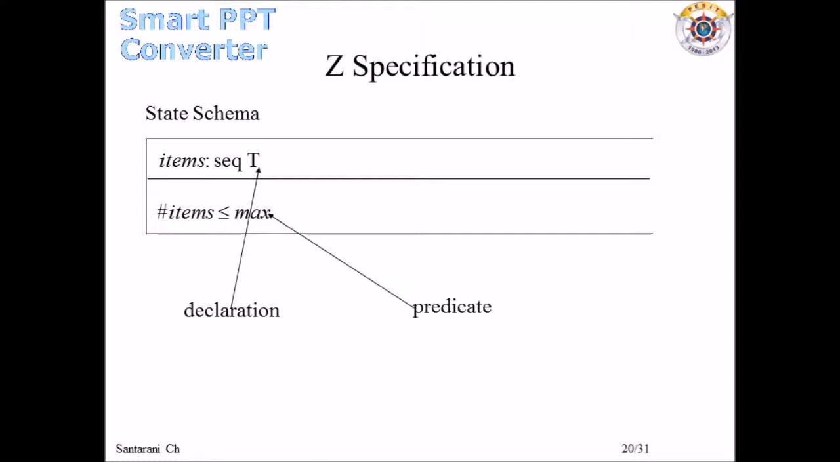So here is a state schema. Items will be defined with a colon, then the sequence of type T. This is the declaration part, and "has items is less than or equal to max" is a predicate.